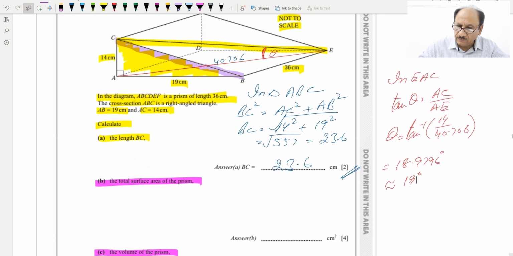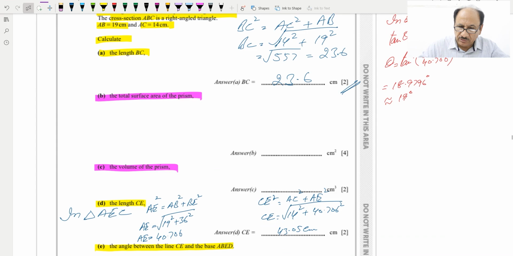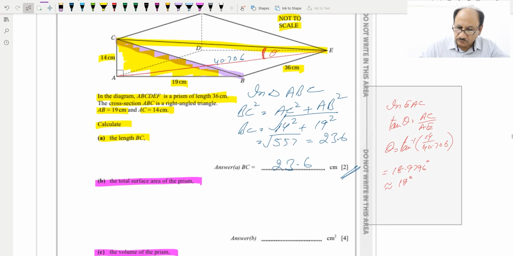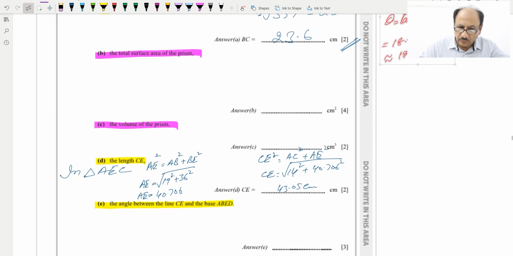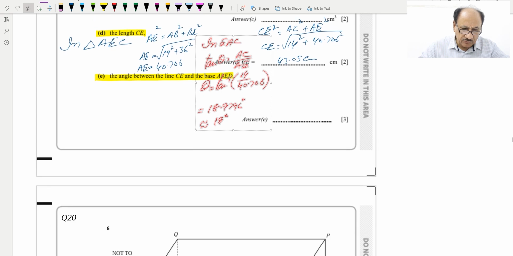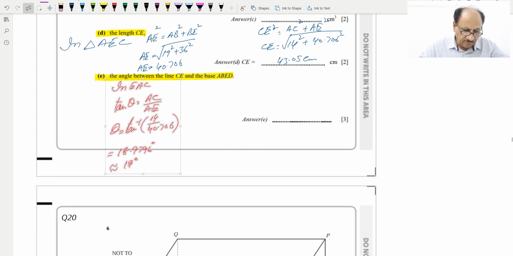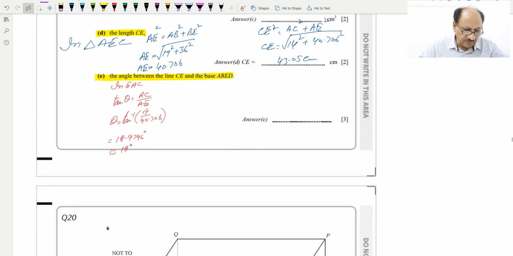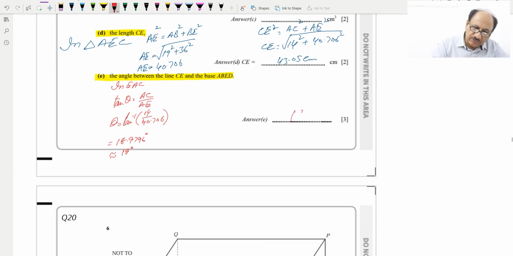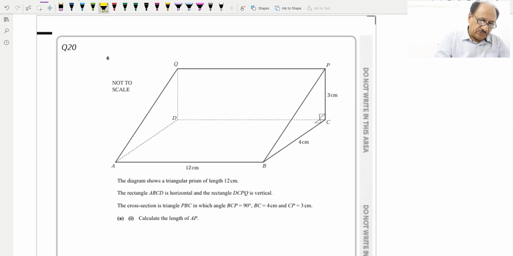And we can shift it to the proper location, which is over here. So this will be the answer for this final last part. Hopefully you understood. This will be 19 degrees, which is the answer for 3 marks. Question number 20.